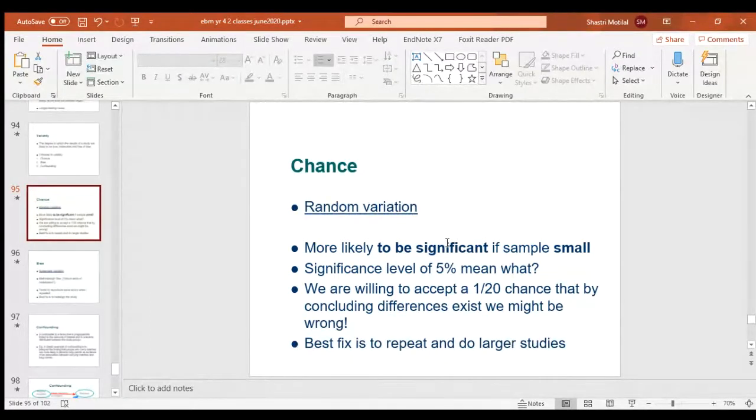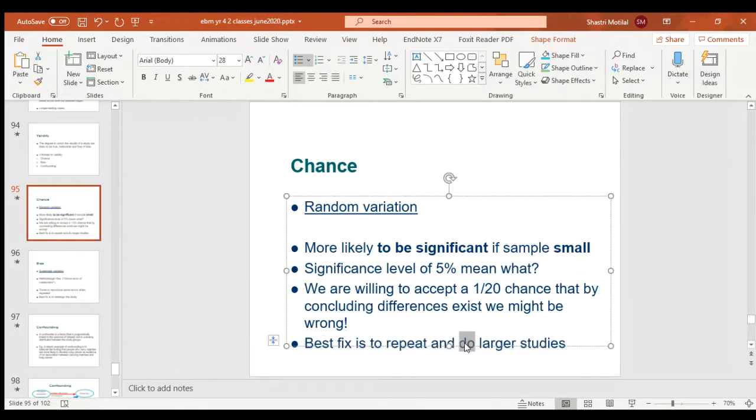Now we say by convention we are willing to accept it. Yes, it's less than 0.05, but there is still always a possibility, even when you interpret a p-value or a 95% confidence interval, that 5% possibility that you could still be wrong. The best fix for chance is to repeat these studies, in different parts of the world, and do studies with more people in them. If you do that, you should see the true effect.